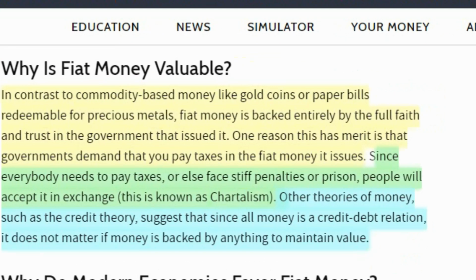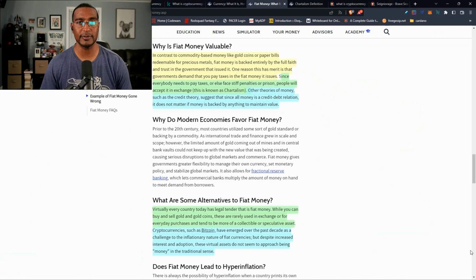Other theories of money, such as credit theory, suggest that since all money is a credit-debt relation, it does not matter if money is backed by anything to maintain its value. So anyone that is saying right now that crypto has no merit whatsoever also means that money has no merit. It's also under the same pretense, right? Its system is based off of supply and demand and the issuing party, because the issuing party doesn't take advantage of it. However, there isn't a tax-based system with crypto at this time, but it is in demand. Countries are taking advantage of it slowly but surely. If you think that crypto would not be adopted in the coming years, you need to think again.